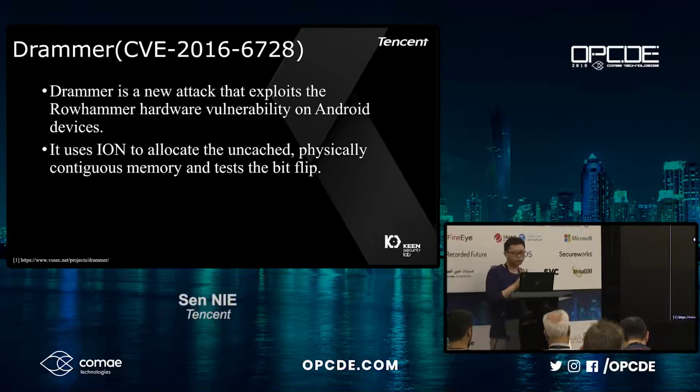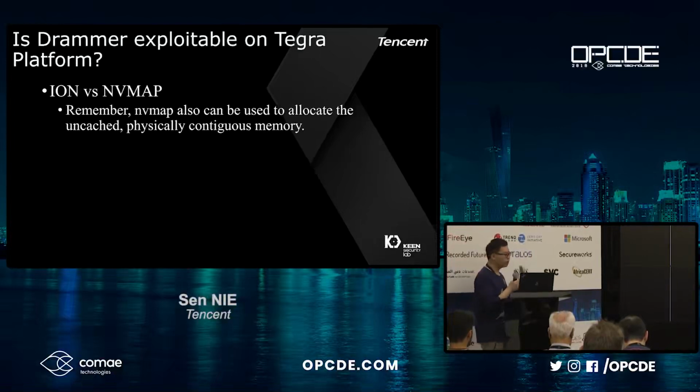So Drammer uses a very cool idea. It uses the ION interface in the mobile phone. In the Android phone, it uses ION as its memory management. So I'm curious, is Drammer exploitable on the Tesla infotainment system on the Tegra platform?